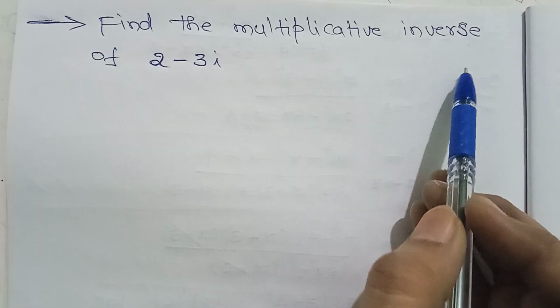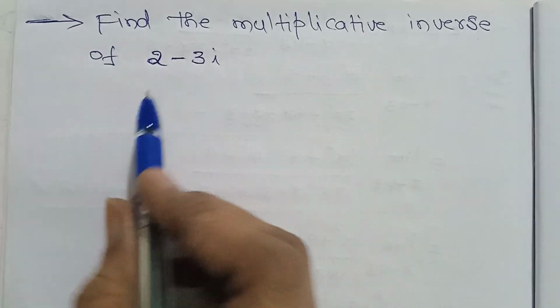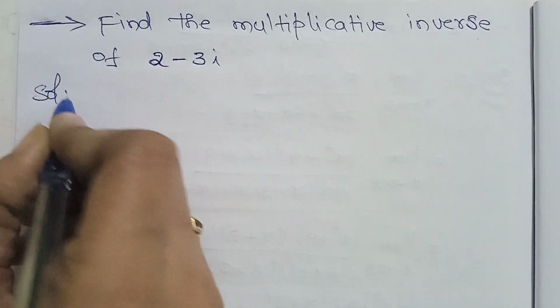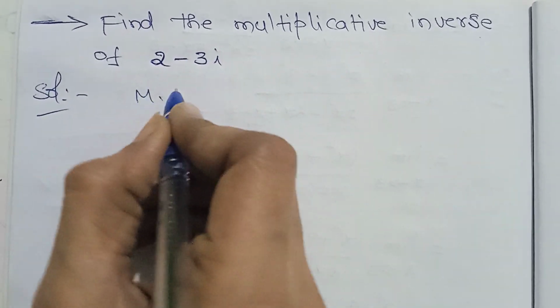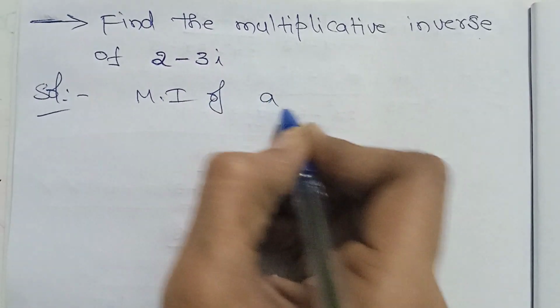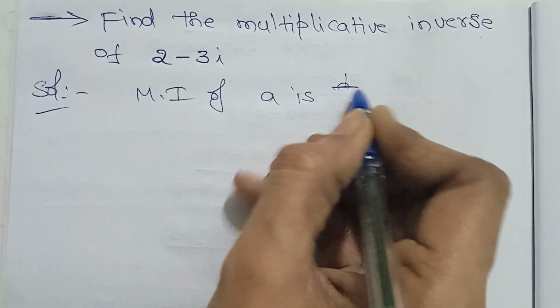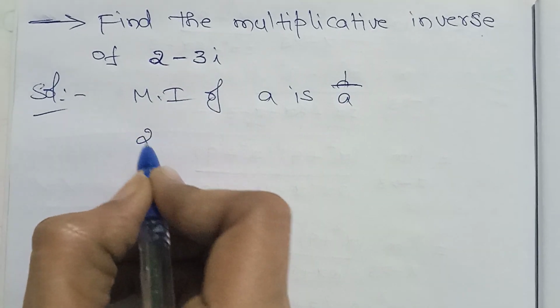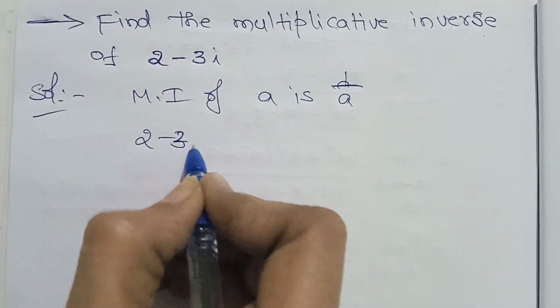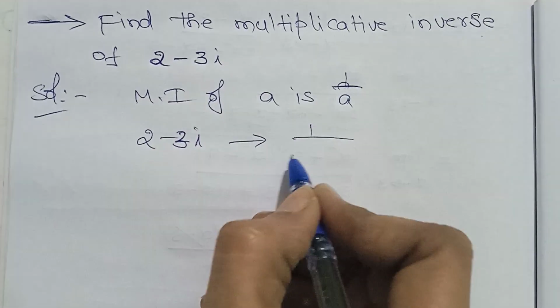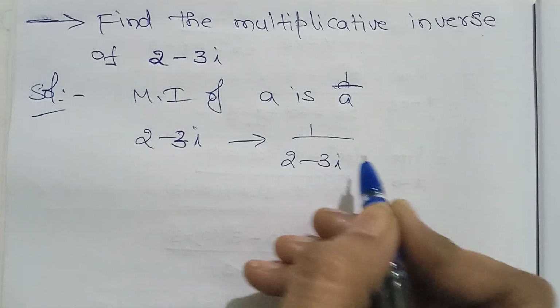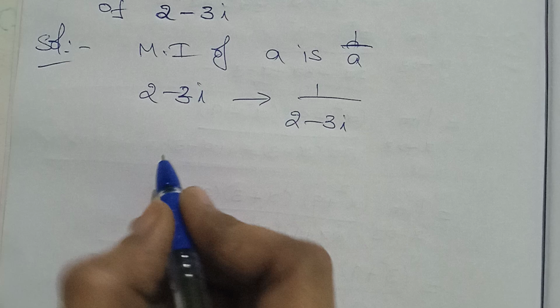Find the multiplicative inverse of 2 minus 3i. What is the multiplicative inverse of a? It is 1 by a. The same way, here the multiplicative inverse of 2 minus 3i is 1 by 2 minus 3i. So we have to simplify that 1 by 2 minus 3i.